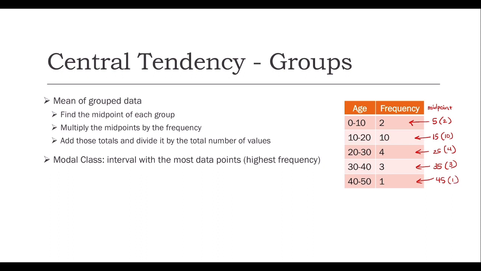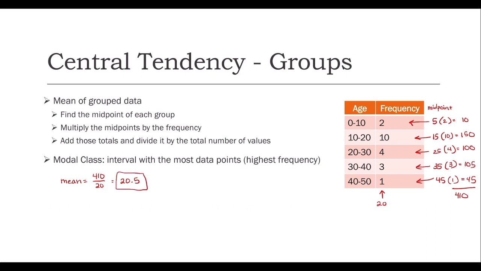Then we'll add these totals and divide it by the total number of values. So 5 times 2 is 10, 15 times 10 is 150, 25 times 4 is 100, 35 times 3 is 105, and 45 times 1 is 45. So we'll add those up to get 410. So that's the total, and then we'll divide that by the total number of values. So the total number of values would be the sum of this, which is 20. So our mean equals 410 divided by 20, which is 20.5. So that's what your mean would be.